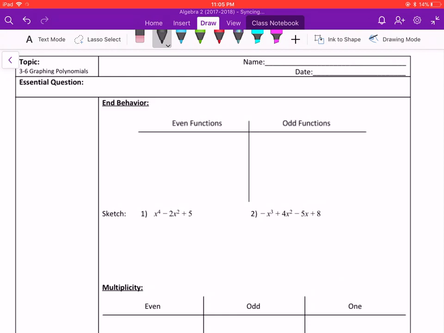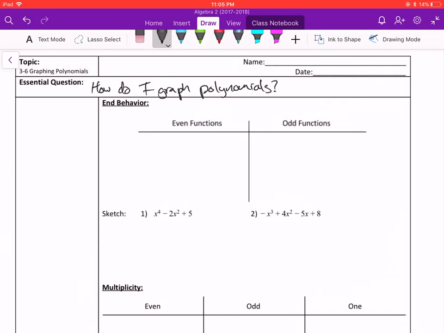So we've been doing polynomials this whole unit, and now we're going to get into graphing them, like sketching them, just getting the general idea, not really being exact, but at least we can tell how they behave, okay? So our essential question is, how do I graph polynomials?